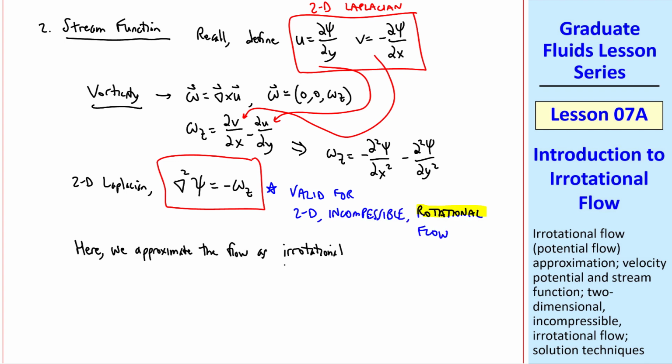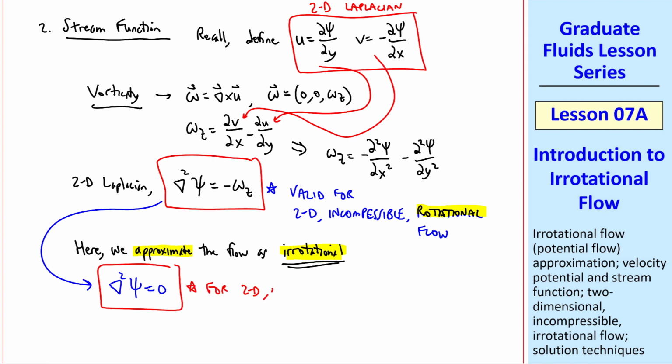But here we approximate the flow as irrotational. I do want to emphasize this word approximate. Irrotational flow is an approximation. It breaks down when viscous effects lead to rotationality. But when the flow is irrotational, this equation reduces to del squared psi equals 0 for 2D incompressible irrotational flow, since omega is 0 everywhere for an irrotational flow. Thus, this term is 0.